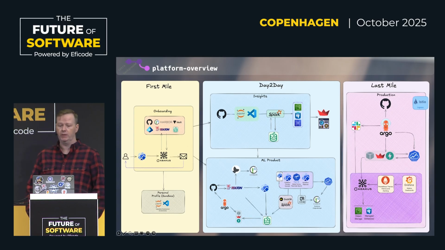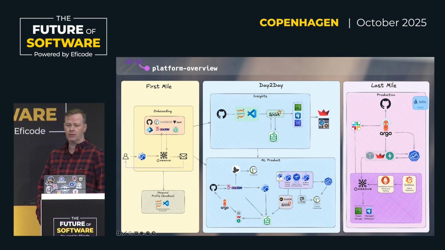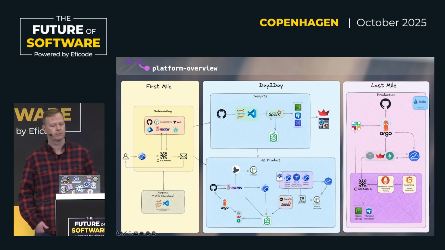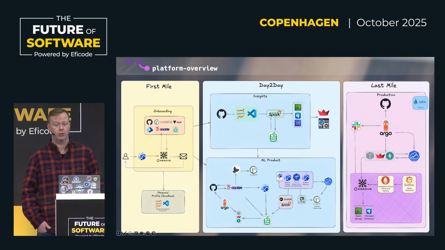The first mile is when they first onboard or they create a new project. Then the day-to-day usage, which is either about building an ML model or producing insights. And then onto the last mile, which is when they take their model into production and they continually monitor its performance.